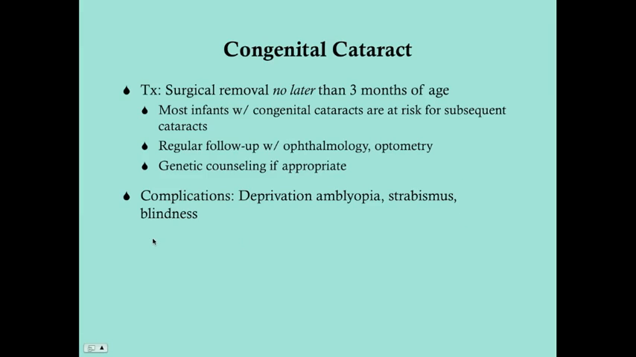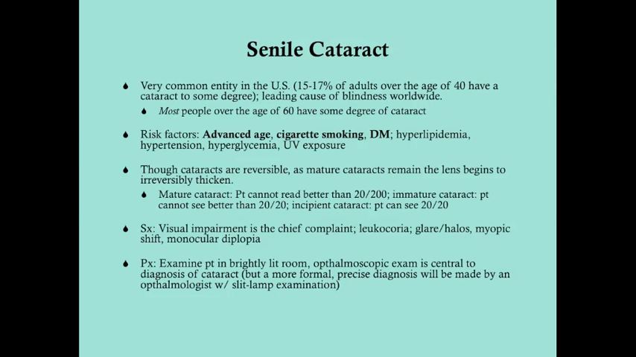Strabismus and blindness are other complications that can develop if you don't treat congenital cataract appropriately. Okay, so the more common senile cataract, this is a very common entity in the US. About 15 to 17% of all adults in the US over the age of 40 have a cataract to some degree. There's various degrees of cataract, though.